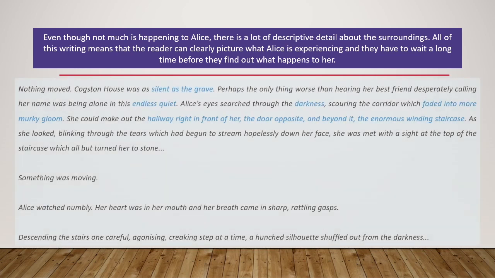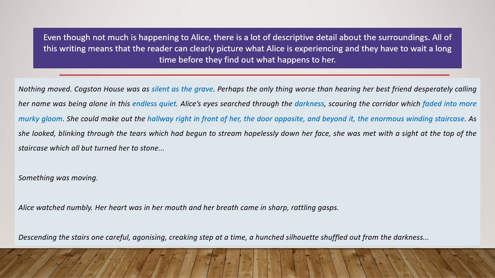We're going to look at the ways in which the author here has created tension and suspense so you can replicate it in your own writing. Even though not much is happening to Alice throughout these paragraph chunks, there's a lot of descriptive detail about the surroundings. All of this writing means that the reader can clearly picture what Alice is experiencing, and they have to wait a long time to find out what happens to her.